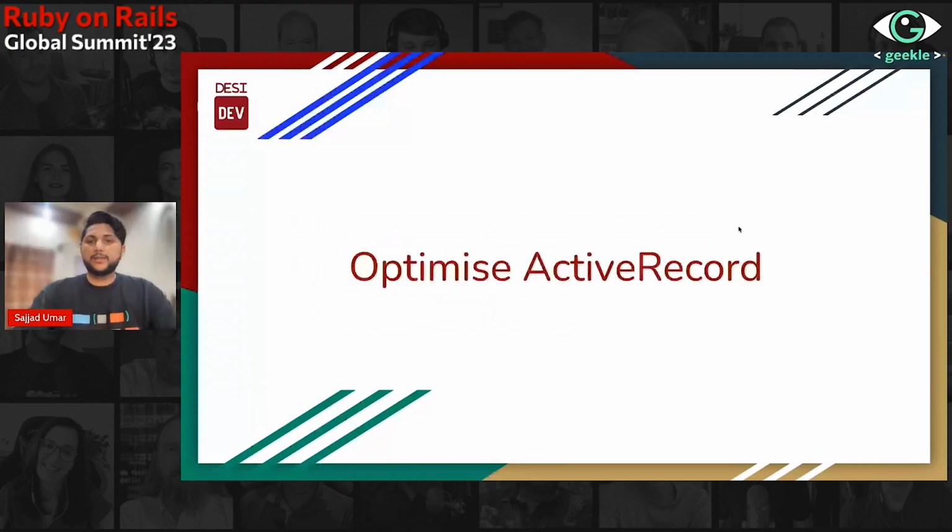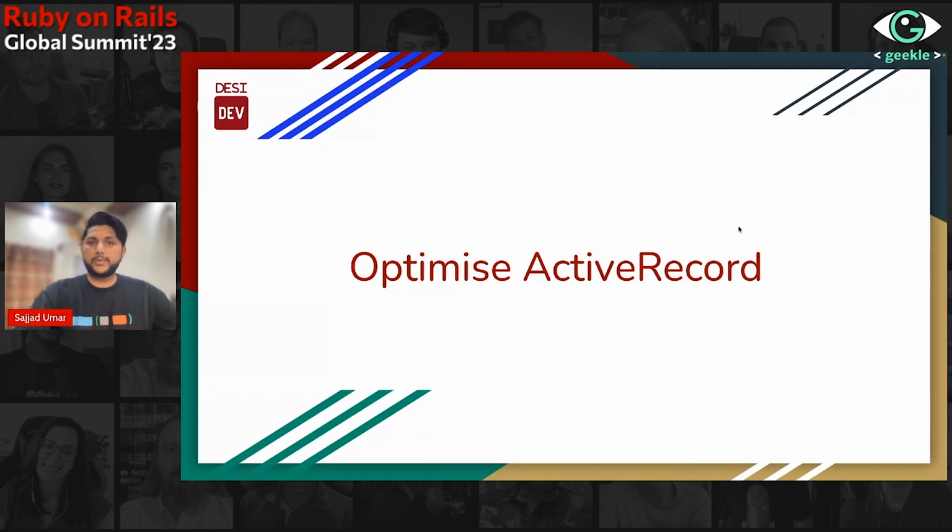ActiveRecord is the default ORM for Rails, which interacts with your database by generating and executing SQL. But there are tons of ways to poorly write large database queries using ActiveRecord, which can result in unresponsive apps. So the first thing is to optimize these queries.